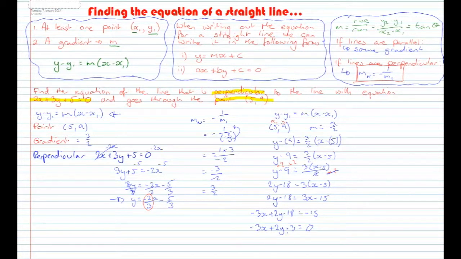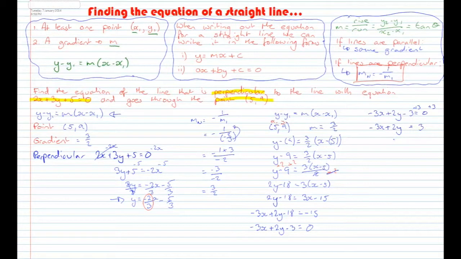Alright, now let's put this into the form y equals mx plus c. So just write out the equation that I've just come up with here again, negative 3x plus 2y minus 3 equals 0. And let's rearrange to make it y equals mx plus c. So add 3, negative 3x plus 2y is equal to 3.